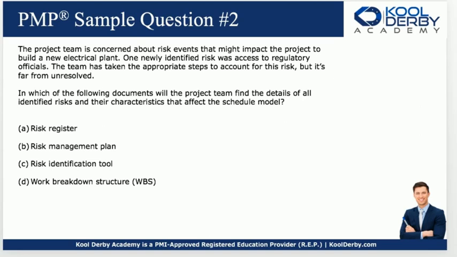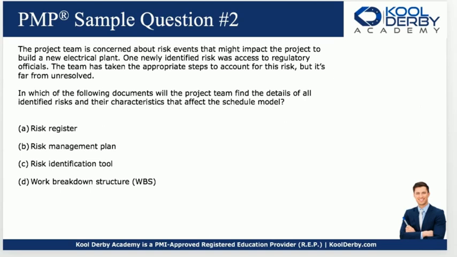work breakdown structure? All right, so first we've got to get rid of the distractor. Guess what that is? Any ideas? The answer is C, the risk identification tool. There is nothing in the PMBOK that describes a risk identification tool. That is not the answer. See, Charlie's gone. Now, what about the work breakdown structure?